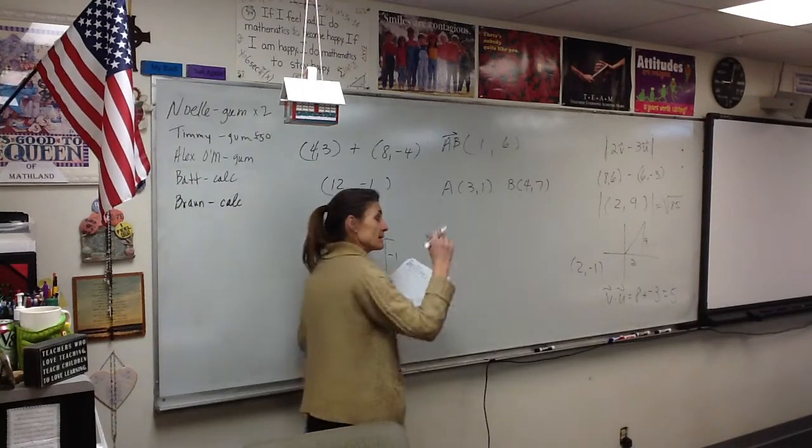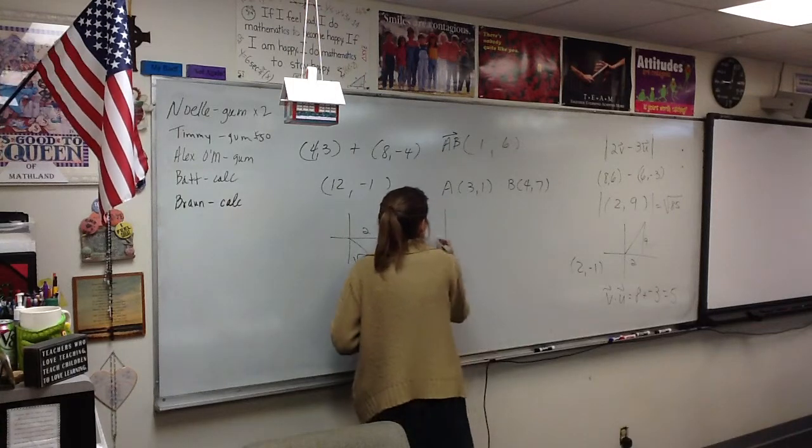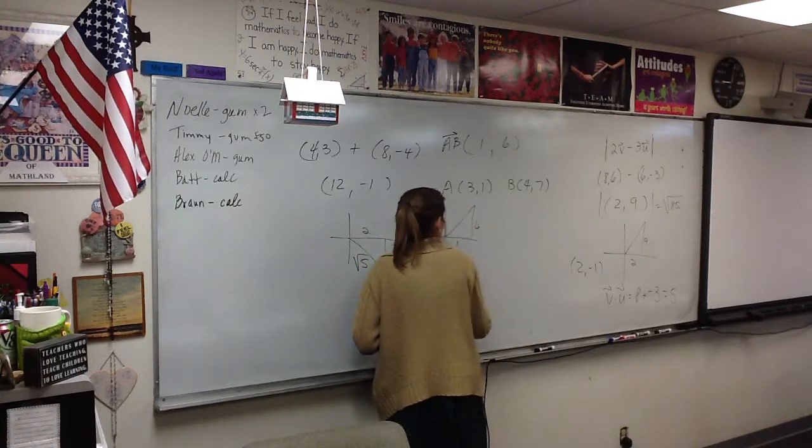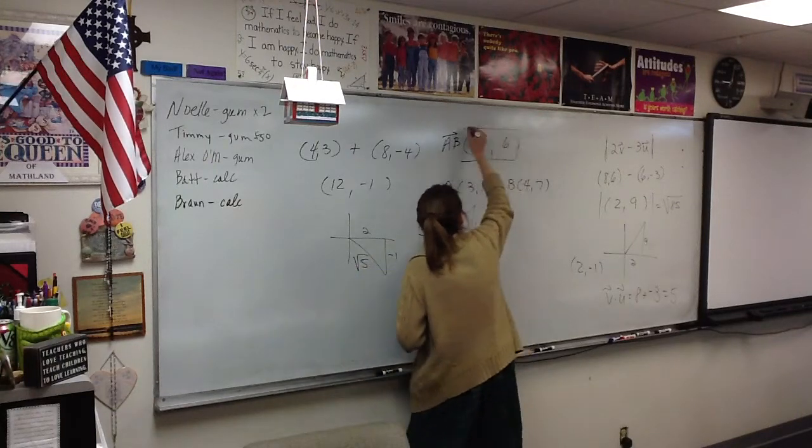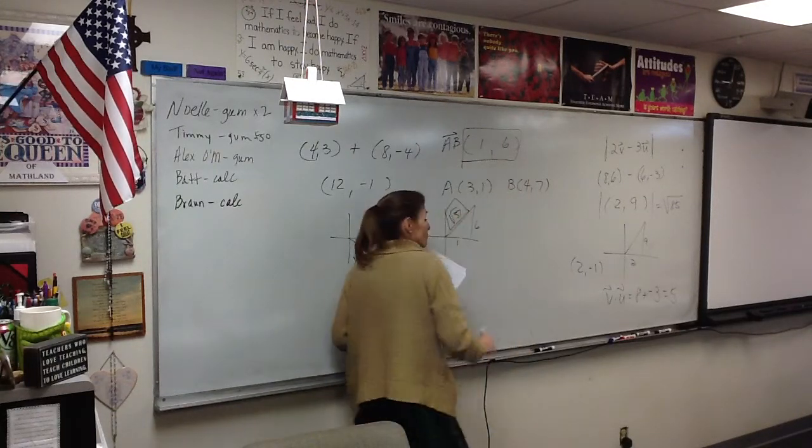Now what goes in the blank that says magnitude? Root 37. So here are your components, here is your magnitude.